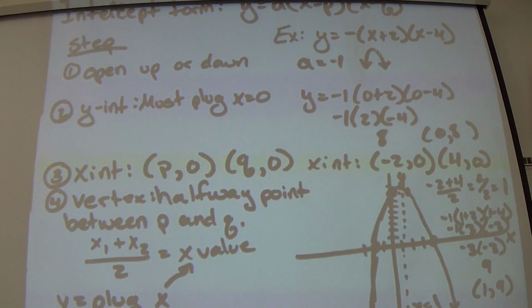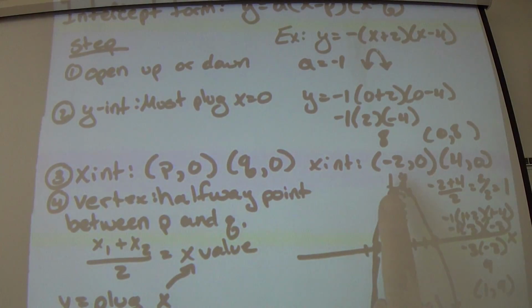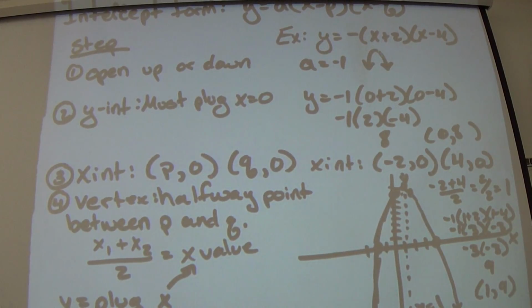Yeah. So is the vertex 1, 9 or 0, 8? 0, 8 is the y-intercept. 1, 9 is the vertex. Okay? And like I said, I noticed that that was a question this morning when people were coming in. We were mixing those two things up. It's pretty rare that the y-intercept is also a vertex. Normally they're different.